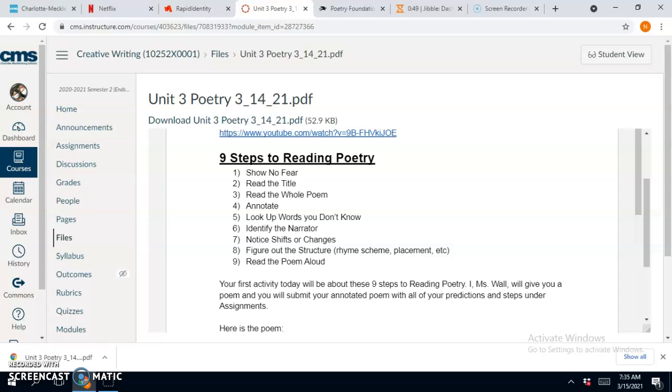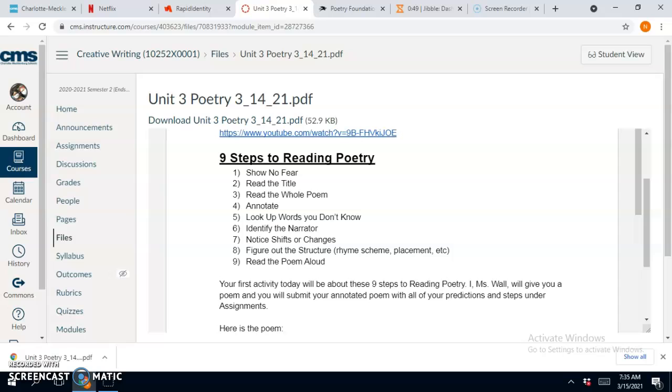Now you can go through and write down some things. You can circle words that you may not know. Just do a regular annotation. Number 5, once you've annotated, then you go back and look at the words that you highlighted or circled and find out what the definitions are.